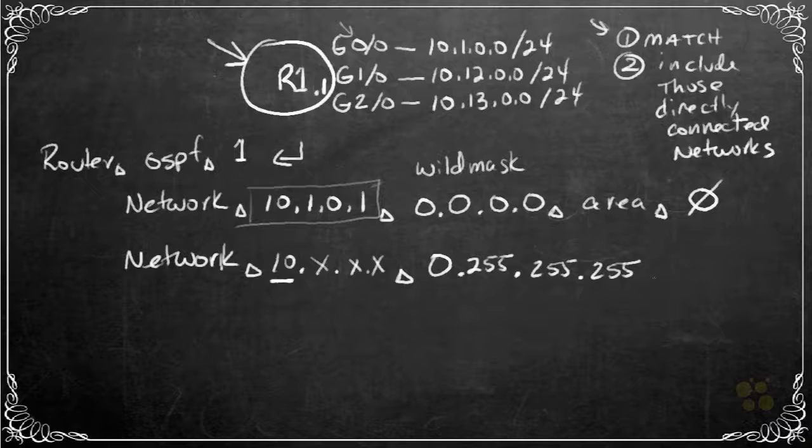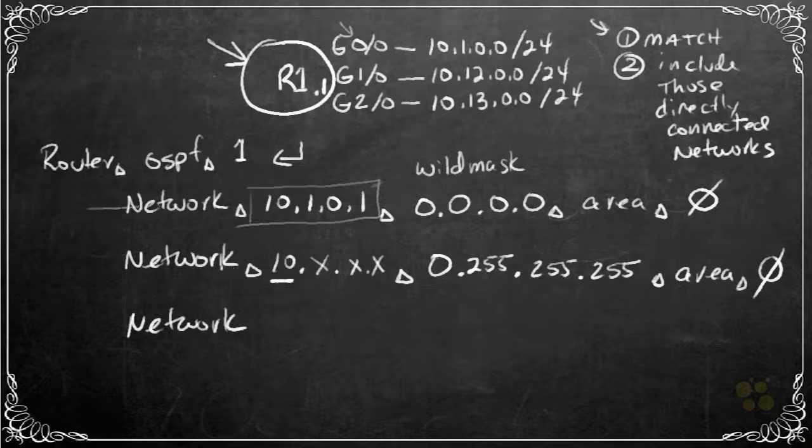And we'd also want to include a space, an area, and then specify the area number. So in our topology, we're putting all of our networks into area 0. So let's do a couple more to make sure we get the gist, the idea of how this works. And let's use a network statement again.